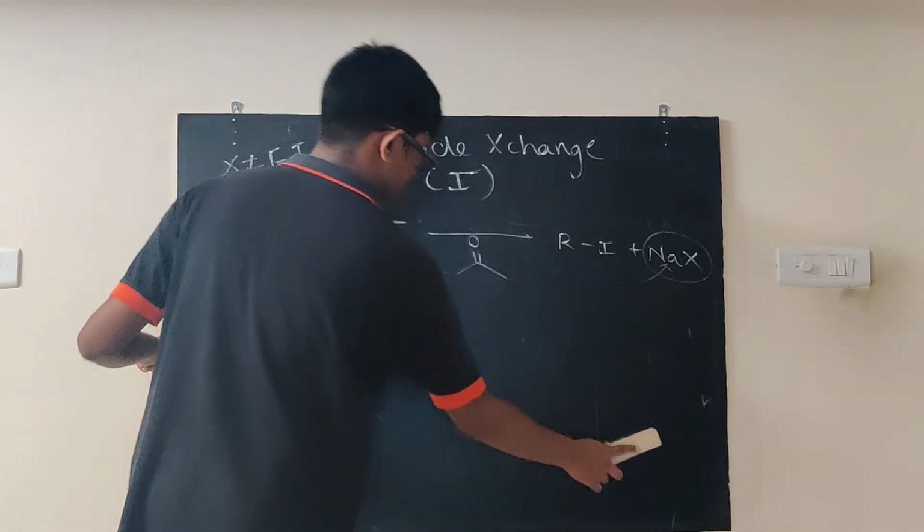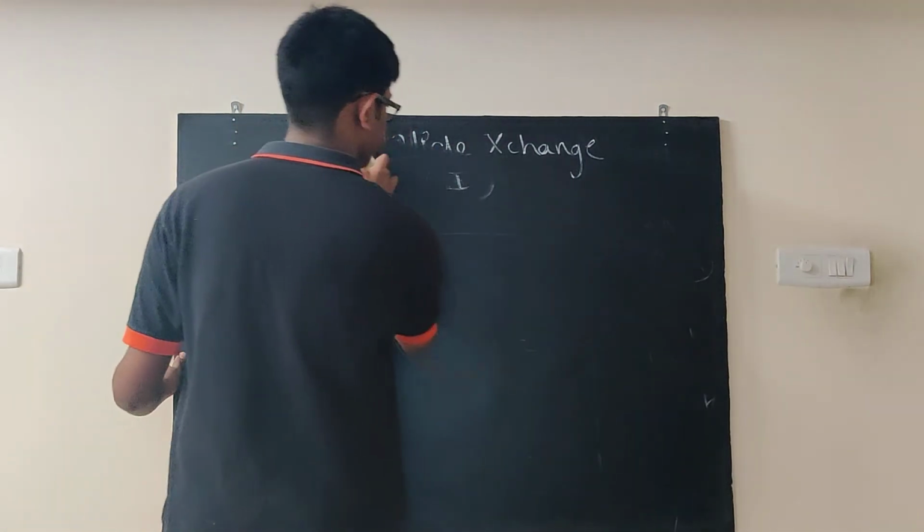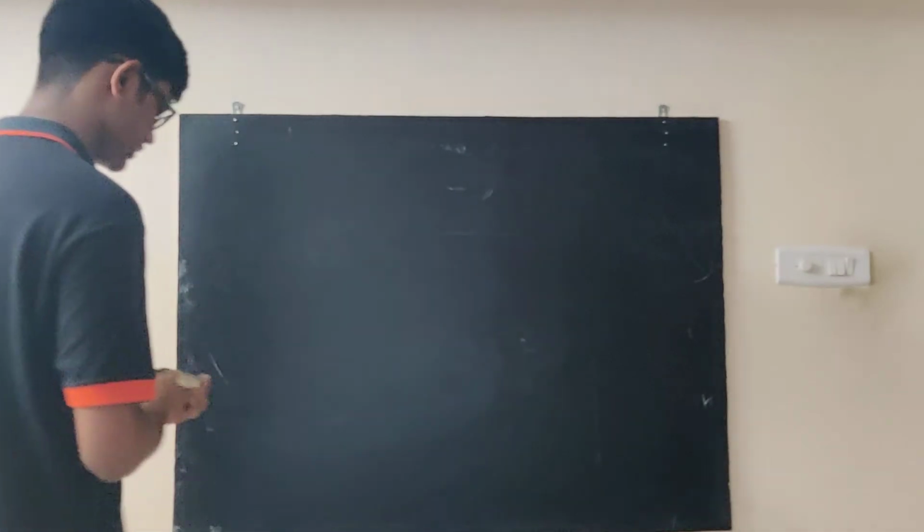So those are the two things you want to remember for Halide exchange. Remember the acetone, don't forget the acetone. NaI in acetone is just a famous combination.